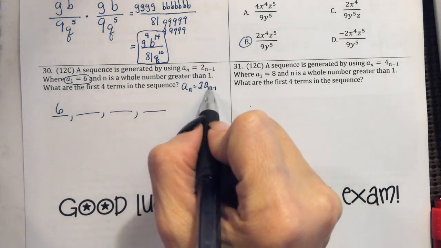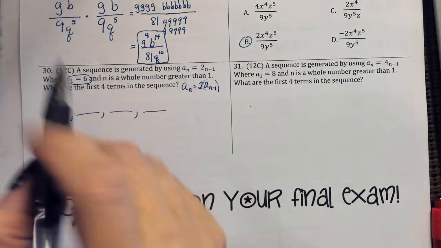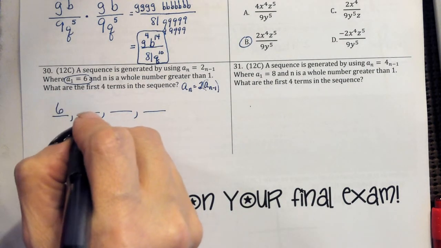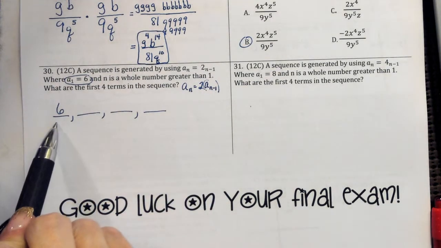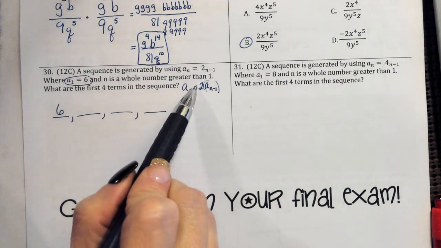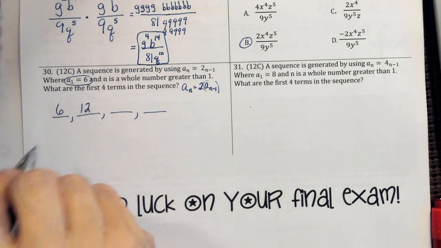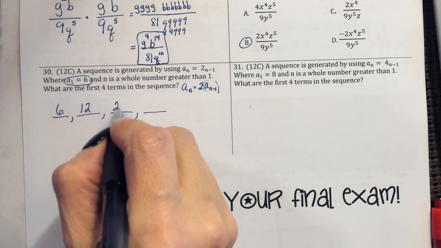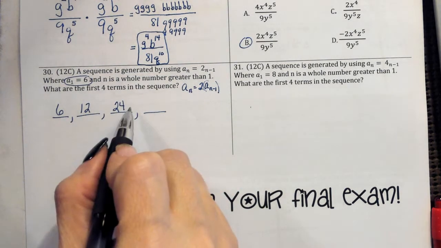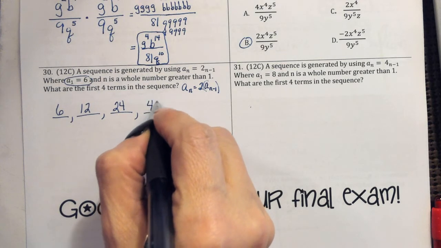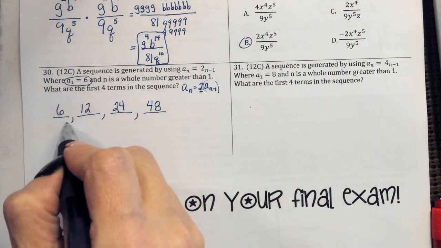This means I'm multiplying by 2. So in order to get the next term, I need to go to the n minus 1, that's the term before it, and I just need to multiply by 2. So I go 6, multiply by 2 is 12. 2 times 12 is 24. 24 times 2 is 48. All you're doing here is multiplying each of these by 2.